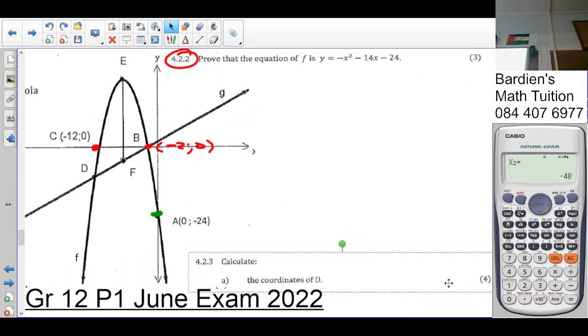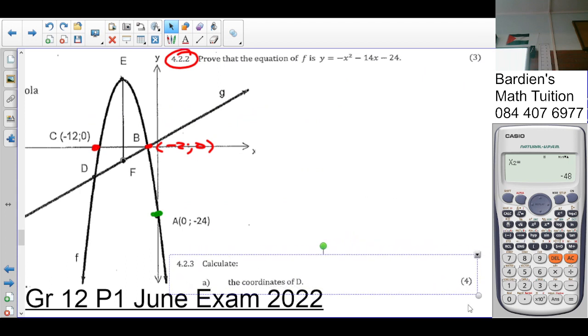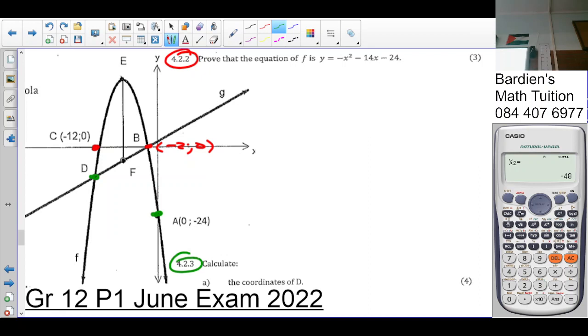So I'm going to pull it here. As you can see, we don't have much space here. Calculate the coordinates of D. So how do we calculate the coordinate of D? What is D? D is one of the points of intersection, not so? How do you work out the points of intersection?